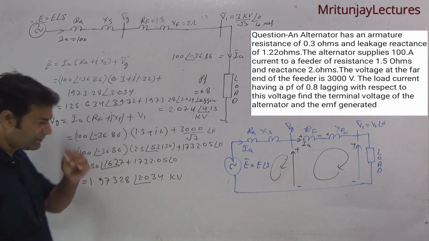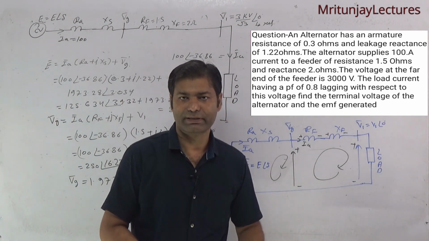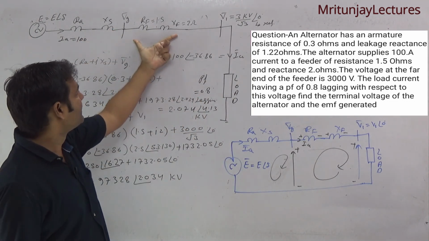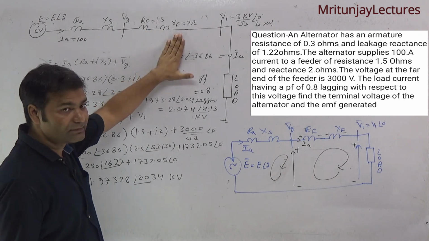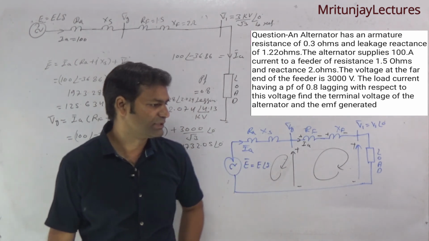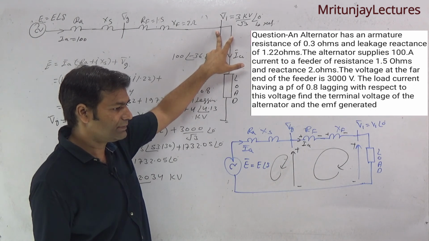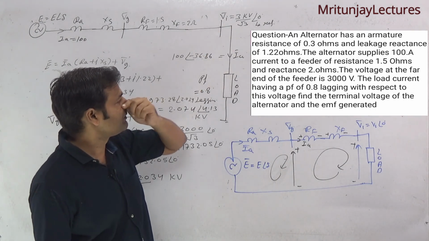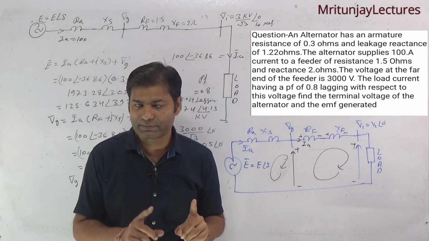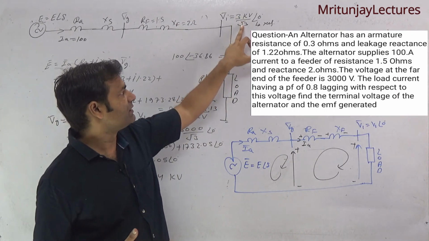Simple, very simple. Corresponding to the question, the synchronous resistance and reactance are given, and the feeder resistance and reactance are given. The voltage at the far end of the feeder is 3000, means 3 kV divided by root 3. If star or delta is not given, then you always consider star connection. So per phase voltage is 3 kV divided by root 3.